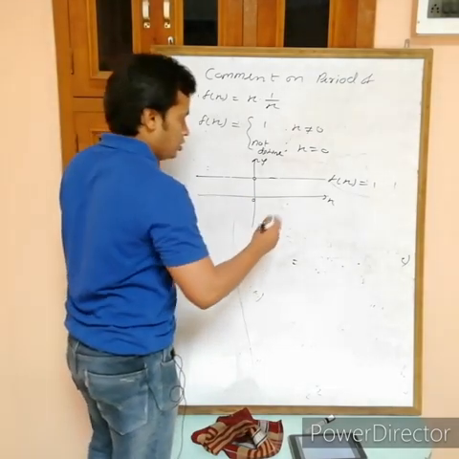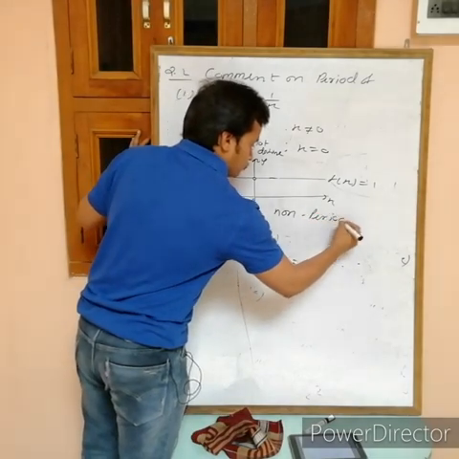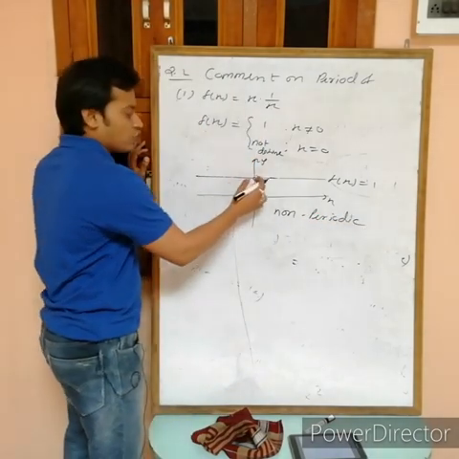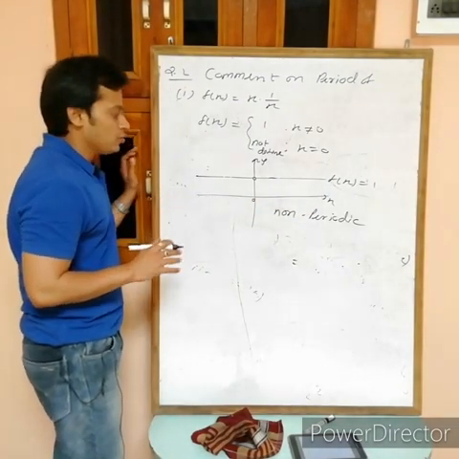Non-periodic. If this one had the white hole also repeated, then you could say that this one is periodic, but at this time this one is a non-periodic function.